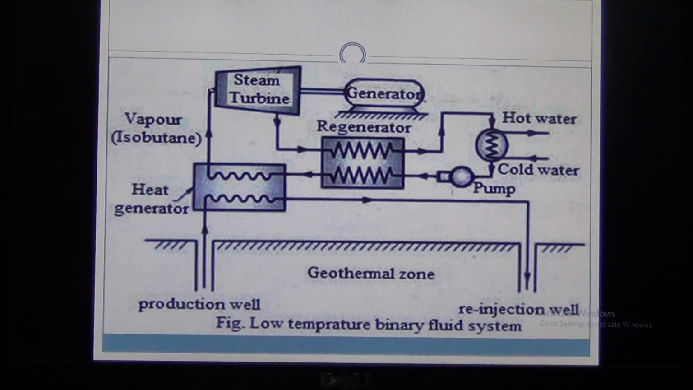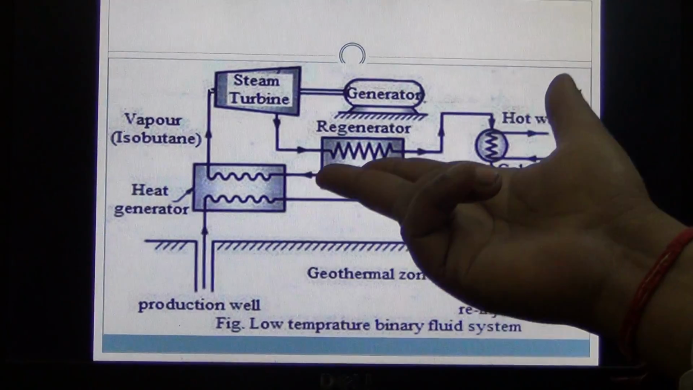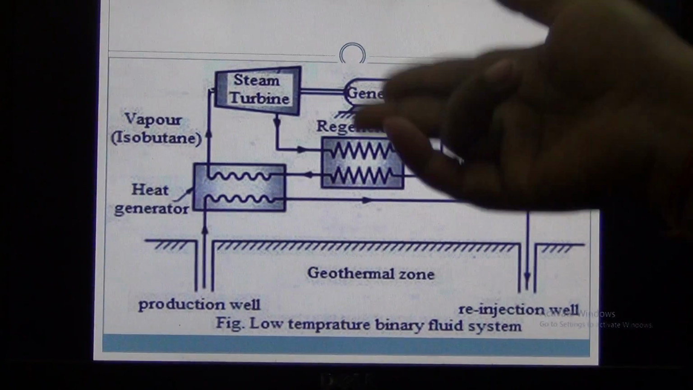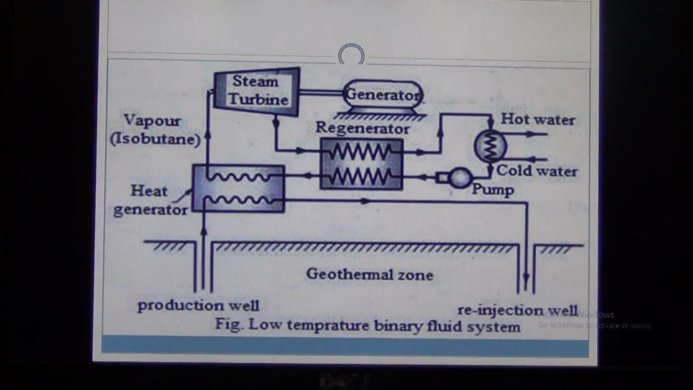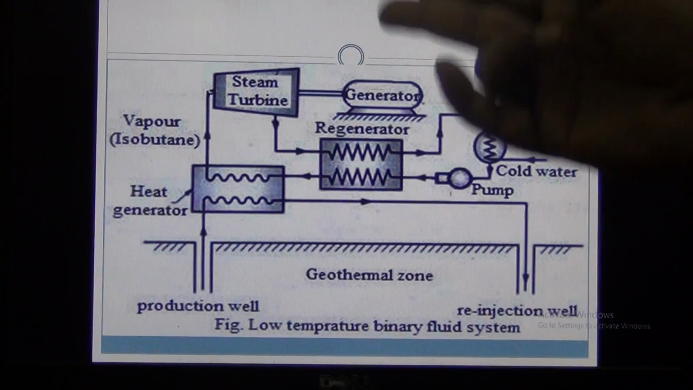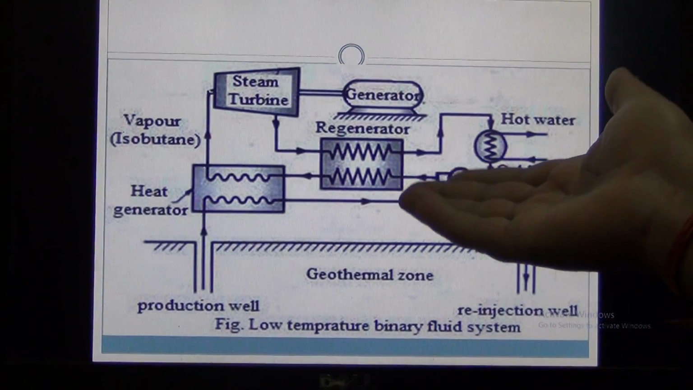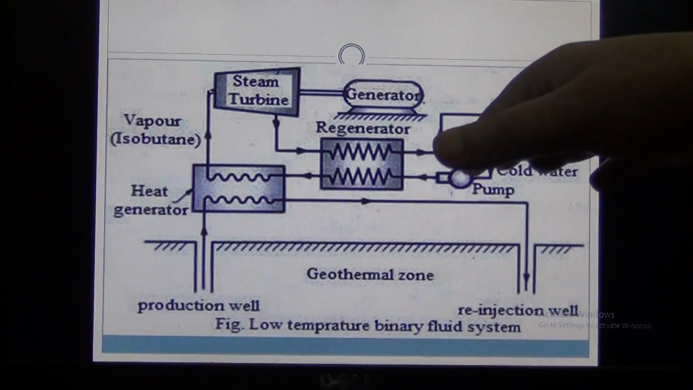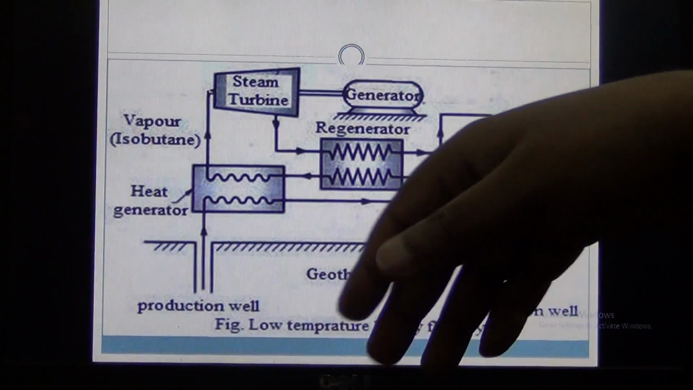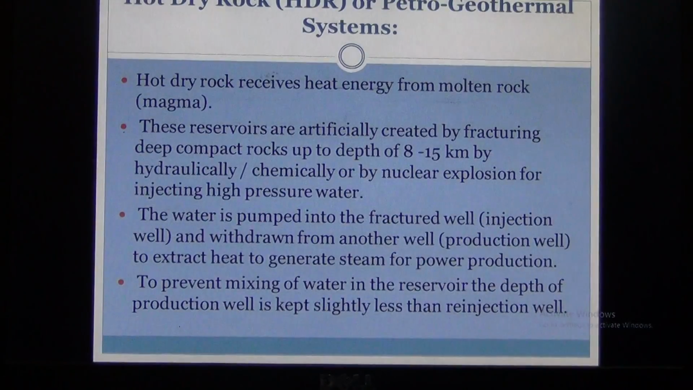Same figure, we have the production well. We get the heat exchanger. It uses the vapor, which goes into the steam turbine, which is used for generation of power. And the generator and the regenerator can be used for converting cold water into hot water, and after condensing, it is reinjected into the well.